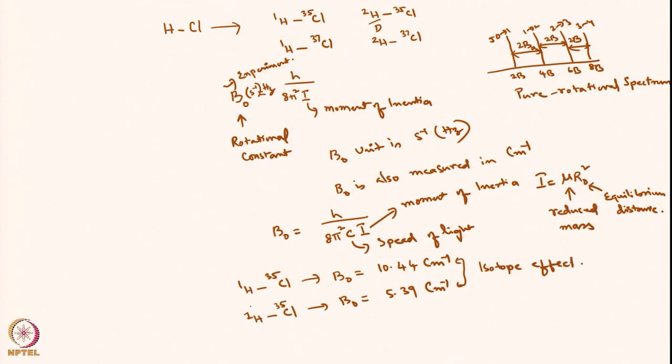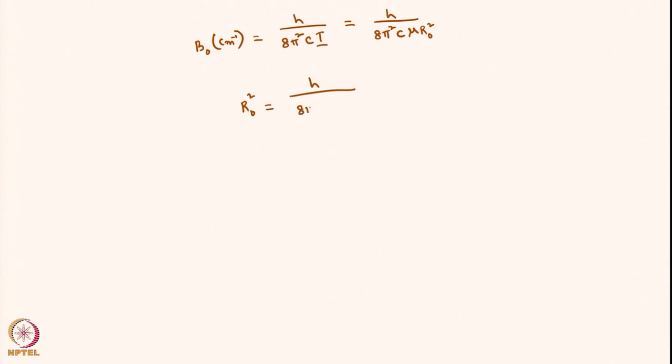Now, let us use this and try to evaluate the equilibrium length of the HCl molecule or DCl molecule. We know that B naught in centimeter inverse is given by h by 8 pi square c I, which is also h by 8 pi square c mu r naught square. I can rewrite this equation as r naught square equals h by 8 pi square c mu B naught. I am going to use this formula, plug it in and see what I get.